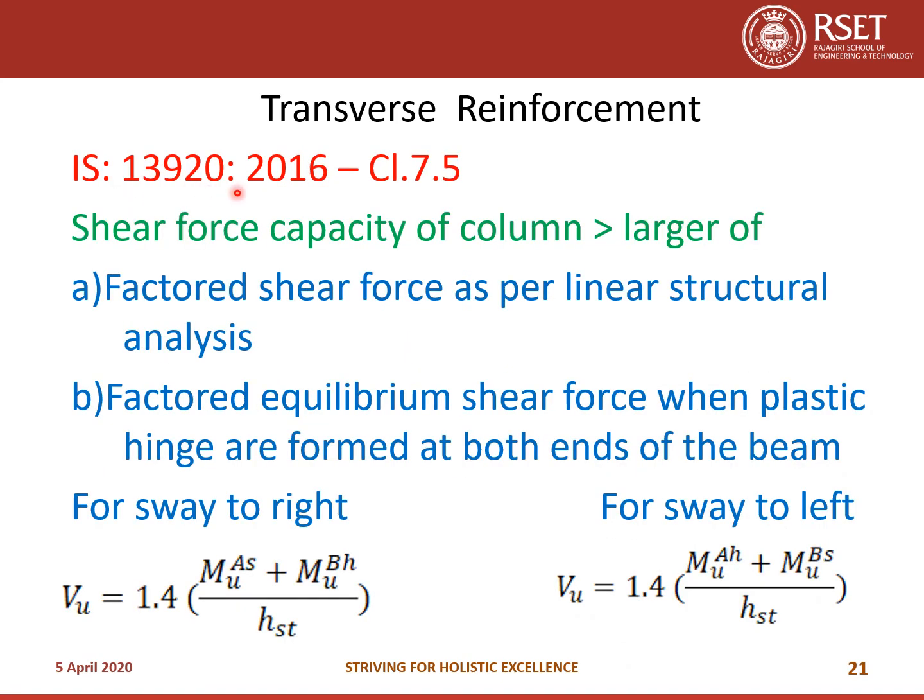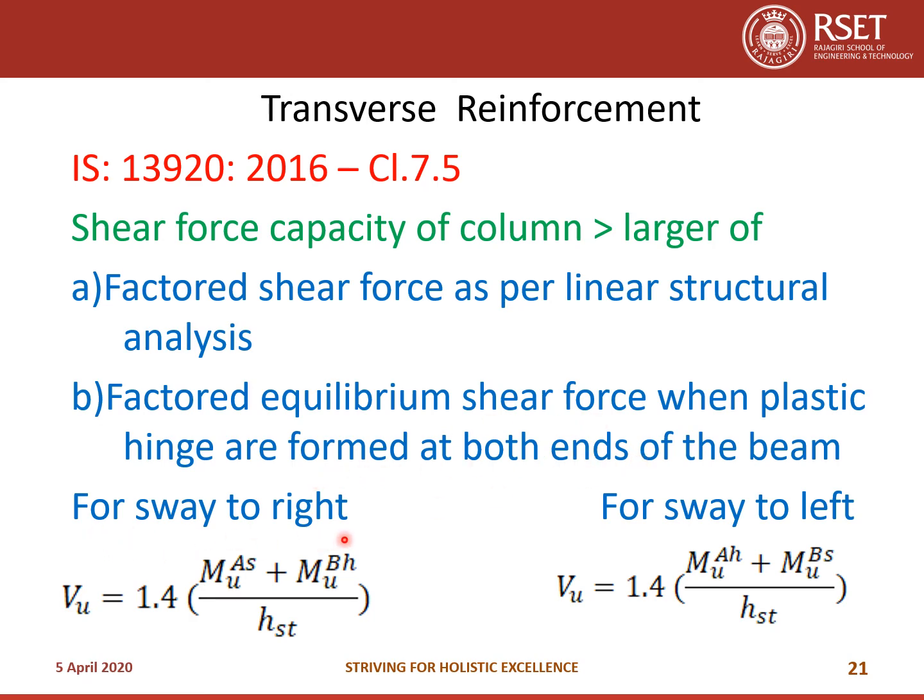As per IS 13920-2016 clause 7.5, the shear force capacity of the column should not be less than these two, that is the factored shear force as per the linear structure analysis and the factored equilibrium shear force when plastic hinges are formed at both ends of the beam.